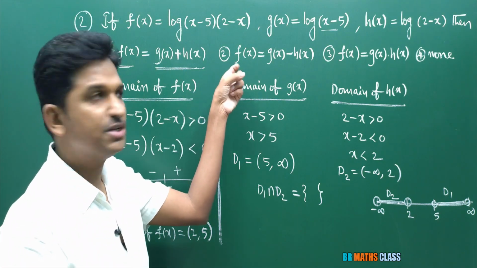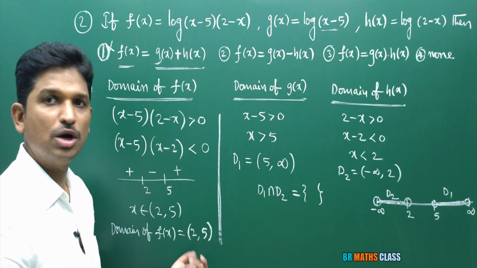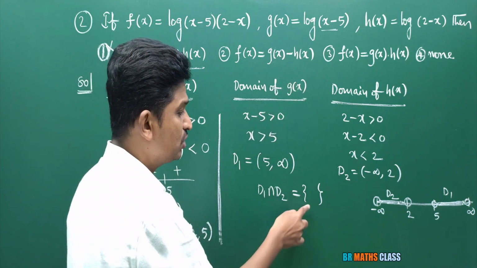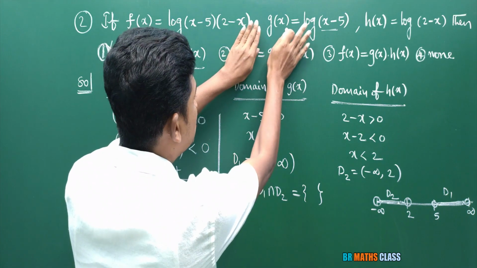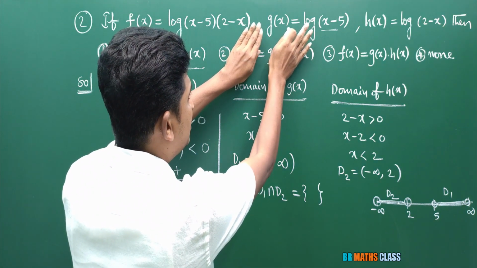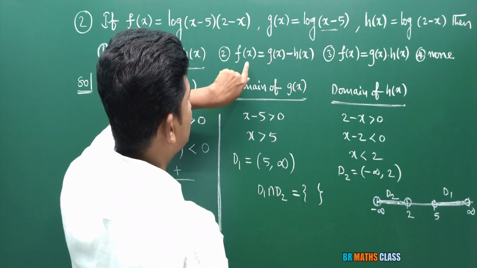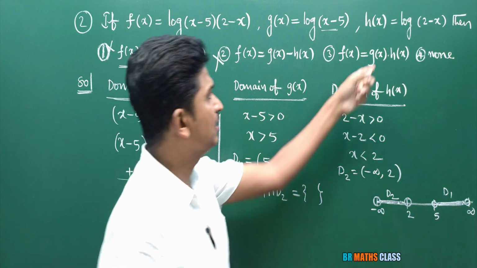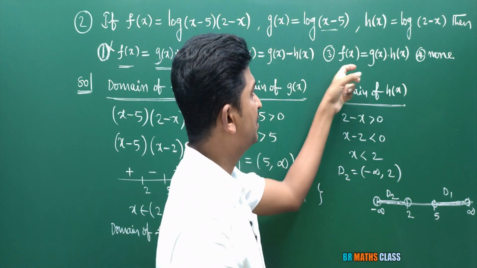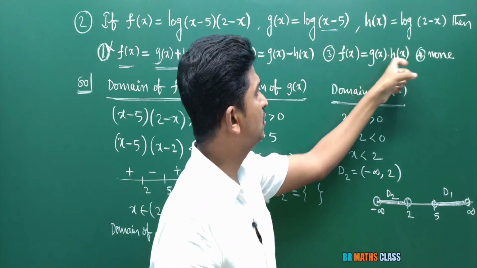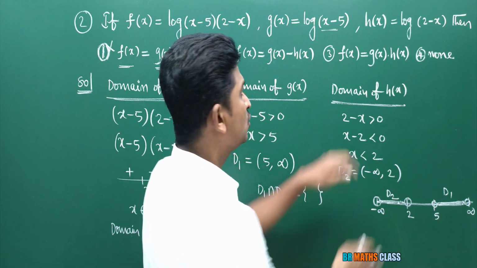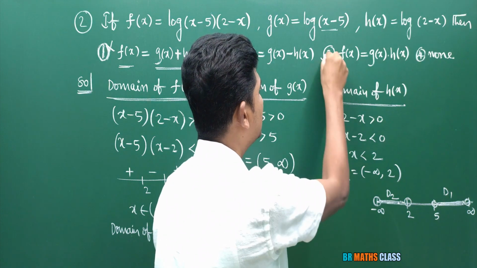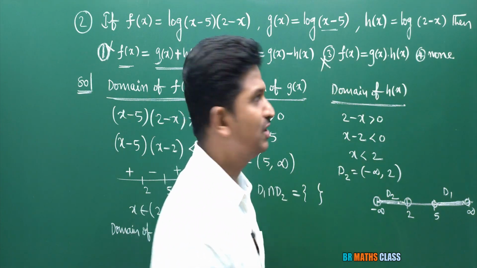Similarly, come to the second option. The domain of f of x is the open interval 2, 5. What is the domain of g of x minus h of x? The domain of g of x minus h of x is the null set. These two functions are equal means their domains must be equal. But this domain is the open interval 2, 5. This domain is the null set. That's why this is the wrong option. Again, come to this option. The f of x domain is the open interval 2, 5. The domain of g of x into h of x is the null set. Two functions are equal means their domains must be equal, but their domains are not equal, so this is also the wrong option. Obviously, what is the right option?